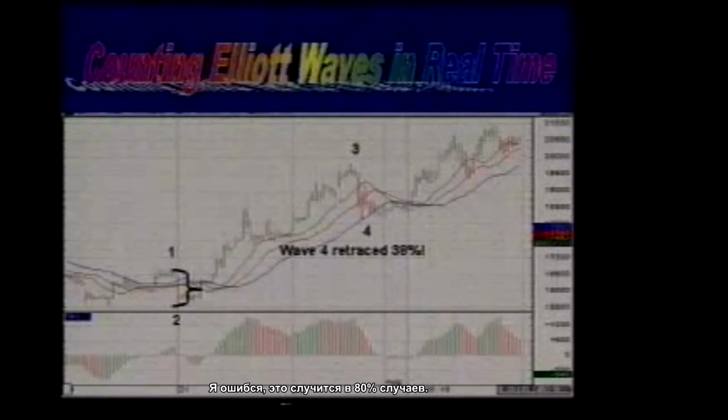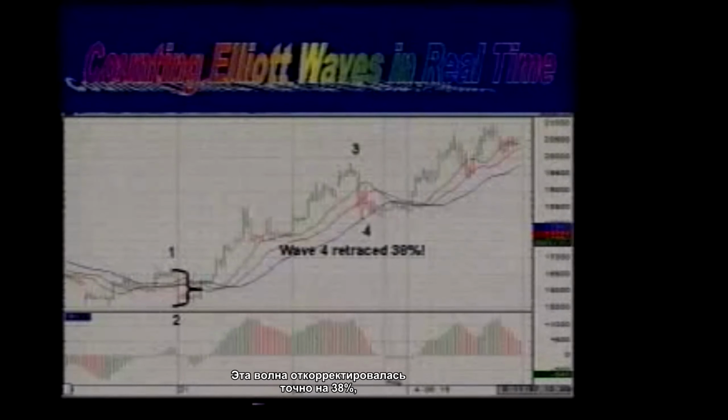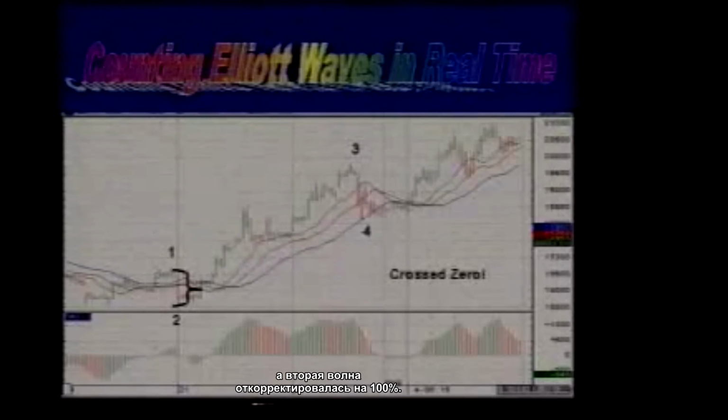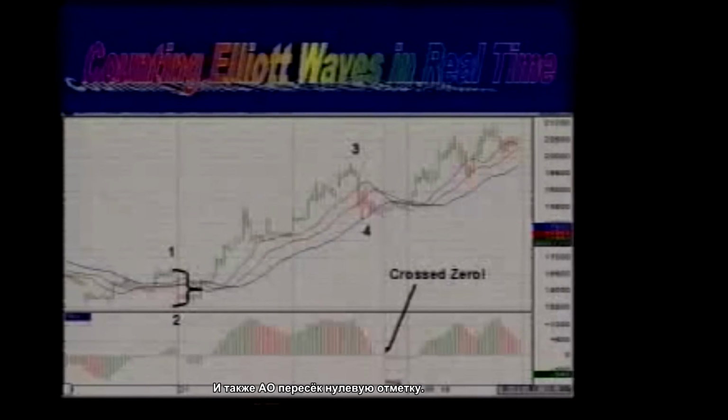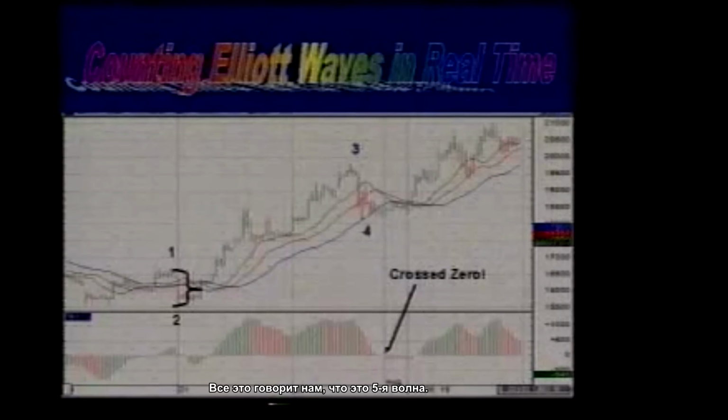Normally, wave 4 will retrace someplace between 38 and 50%. I think I misspoke there. It's not 9 times out of 10. It's about 80% of the time. This one retraced exactly 38%. Wave 2 retraced 100%. It also crossed 0. The AO crossed 0 there. And that gives us an idea that this is wave 5.